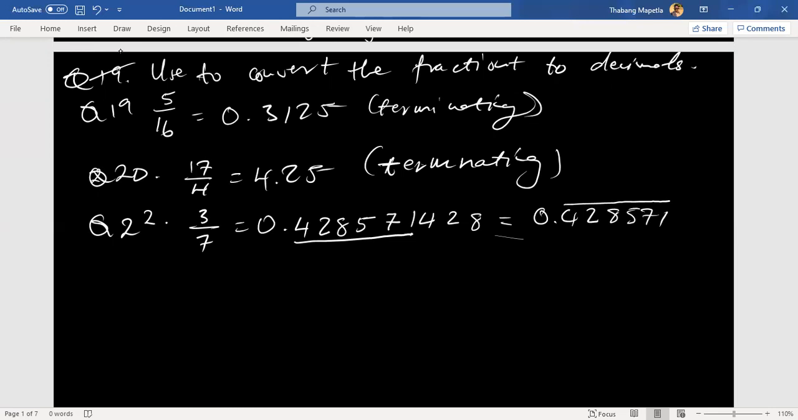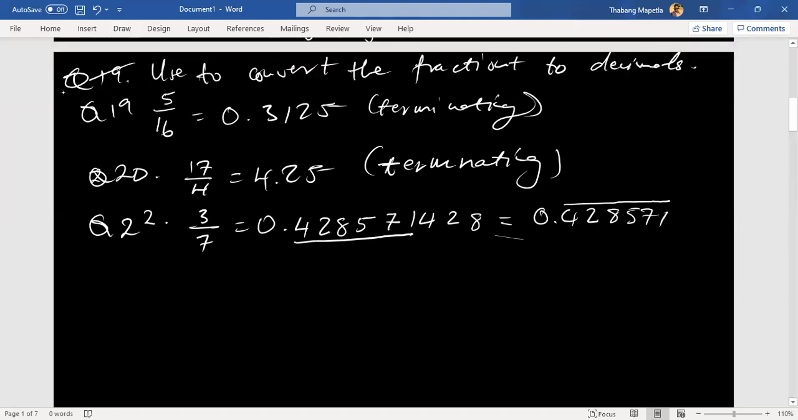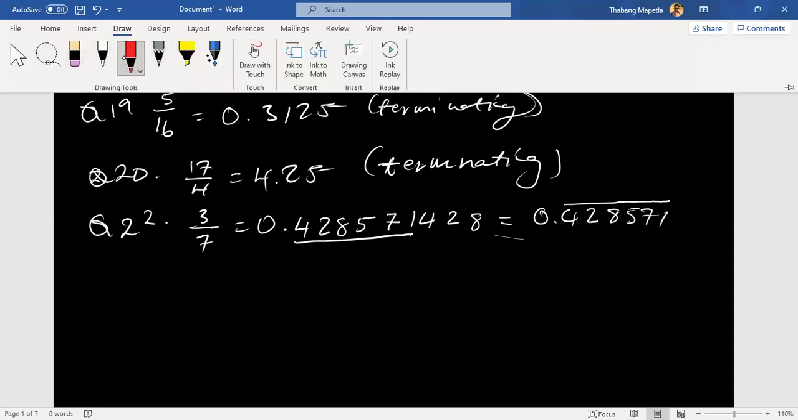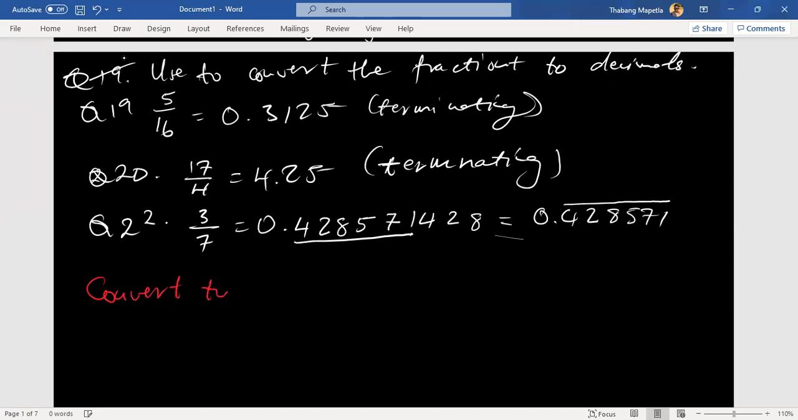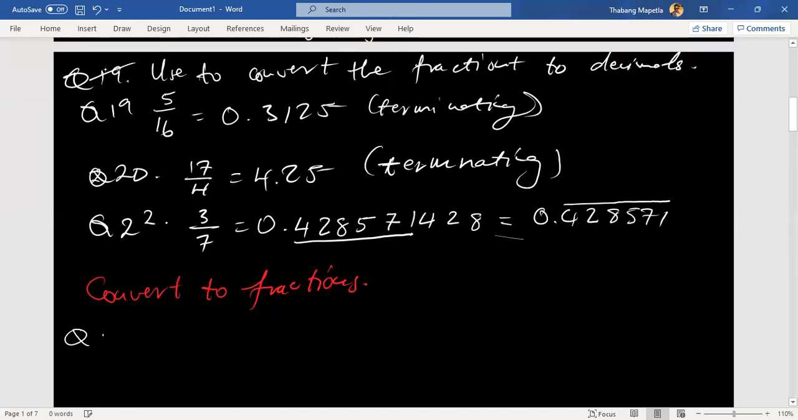Next ones, it's question number 25. It says convert the following to fractions. Maybe I should use a different color. Convert the following to fractions. And then we have question 25.